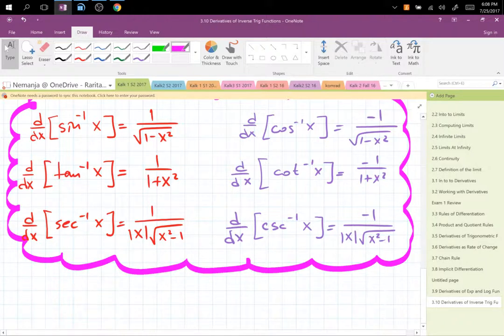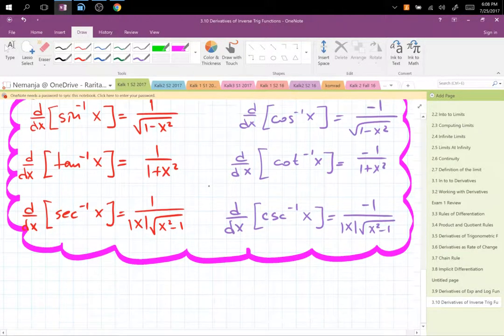Now, the trick is to replace this x with f of x. Then replace every x in the answer with f of x. And don't forget to do the chain rule, which means times f prime of x. So to give you a template, I'll do 2 formulas.